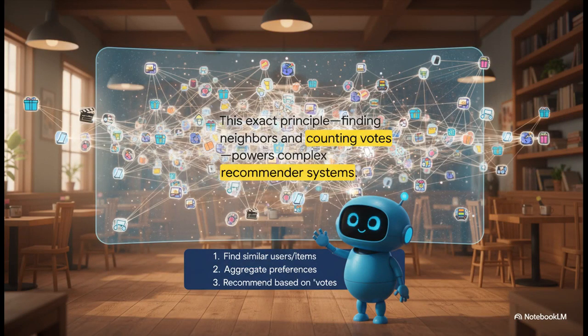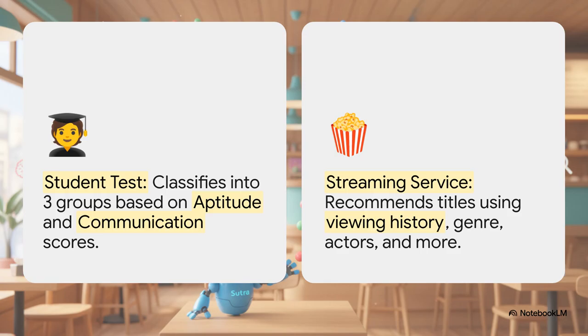And believe it or not, this same idea, finding neighbors and counting votes, powers massive recommendation engines. So instead of just 2 features, Netflix uses hundreds to find your closest taste neighbors.